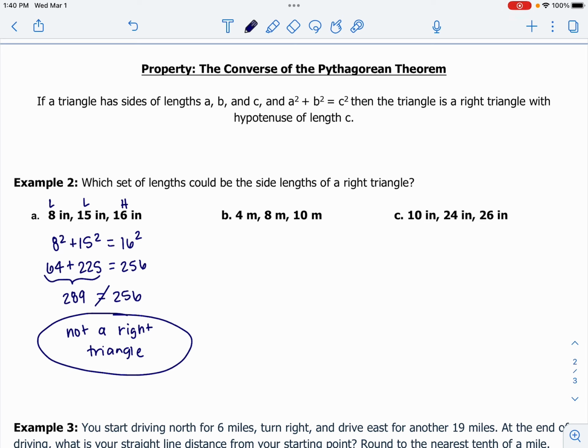Let's try the second one, 4, 8, and 10. So the two shorter ones are my legs. So 4 squared plus 8 squared, we're going to see if that equals 10 squared. 4 squared is 16. 8 squared is 64. 10 squared is 100. Does 16 plus 64 equal 100? No, this is 80. 80 is not equal to 100. So again, those three lengths are not a right triangle. They do not make a right triangle.